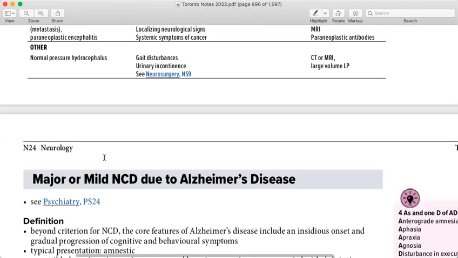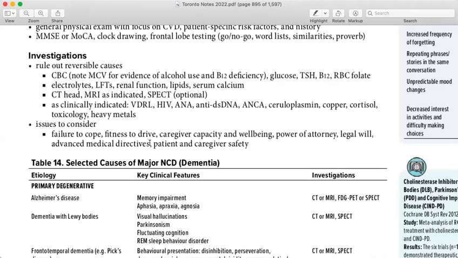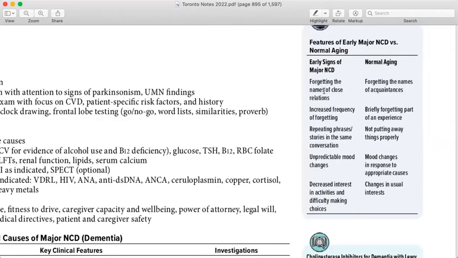Usually, the management is written in geriatrics, but the considerations are these things, and you are going to focus on providing a favorable environment where they're unable to do their things. Now, early signs of major NCD versus normal aging. Forgetting the names of close relations is normal. Increased frequency of forgetting and repeating phrases, sorry, this is not normal.